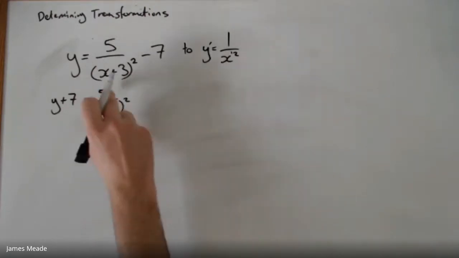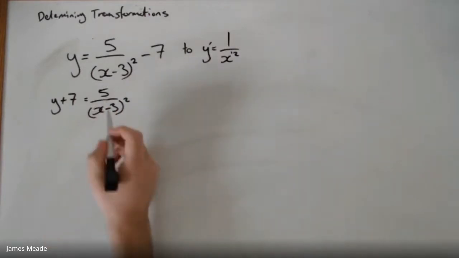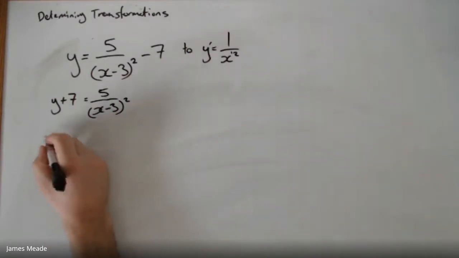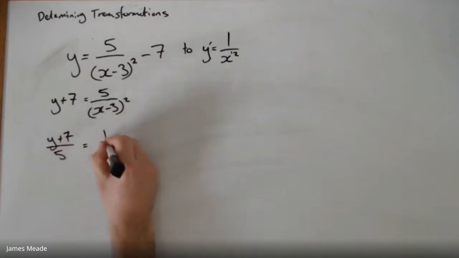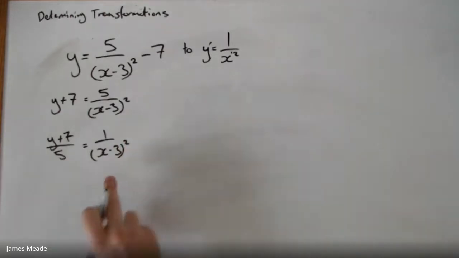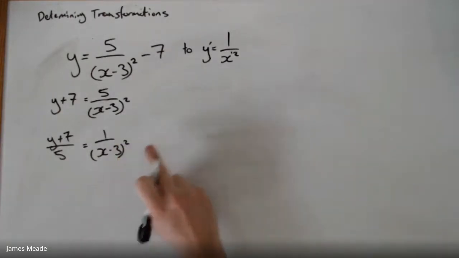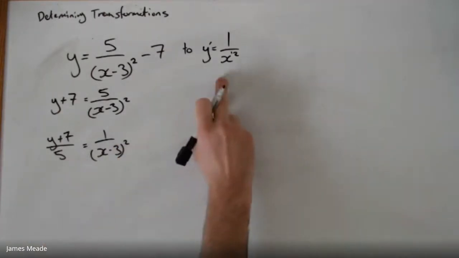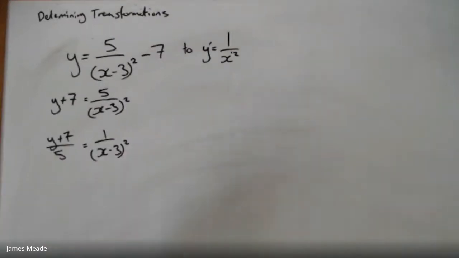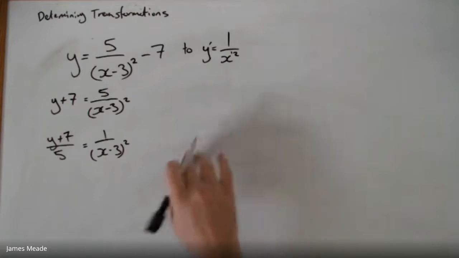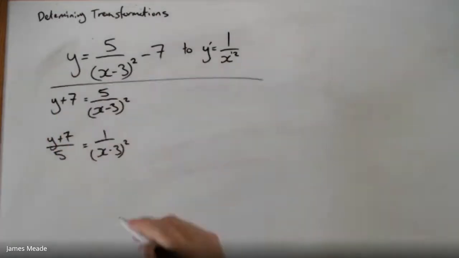And I go, well, I've still got a 5 there. I want it to be a 1. So let's divide both sides by 5. So I get y plus 7 on 5 equals 1 on x minus 3 all squared. And now I've got 1 on something squared equals something in terms of y, just like the equation here. So let's set up our image notation equations. So that's our question there.